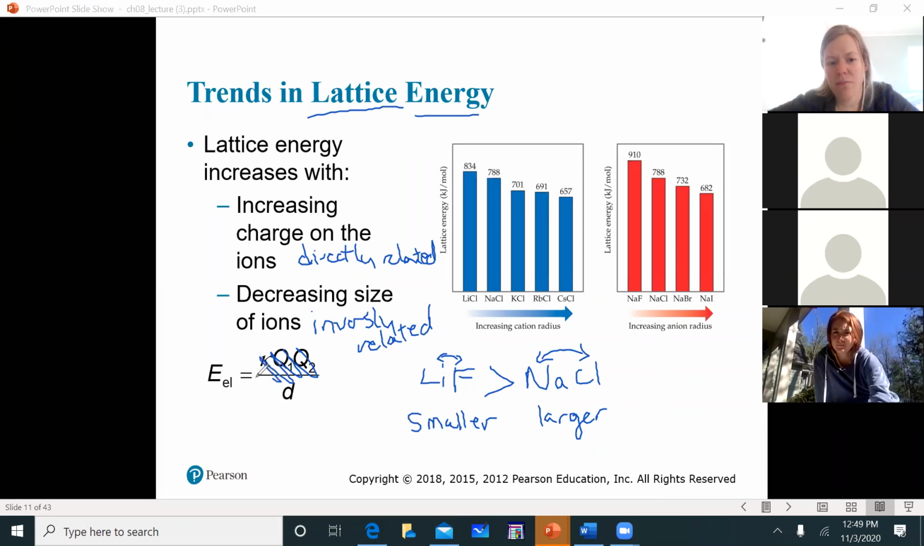Don't worry about this equation. I'm not going to test you on that, okay? But do know these things. So if I was to give you something like NaF and NaI, which one is going to have a higher lattice energy? You're going to go with this one because F is smaller than I, so they have the opportunity to get closer together.